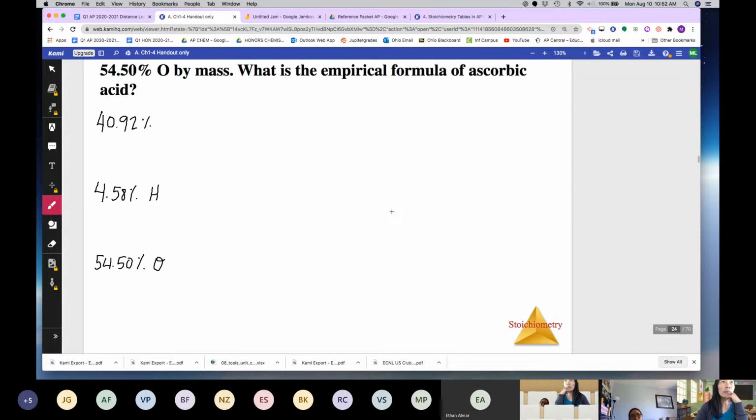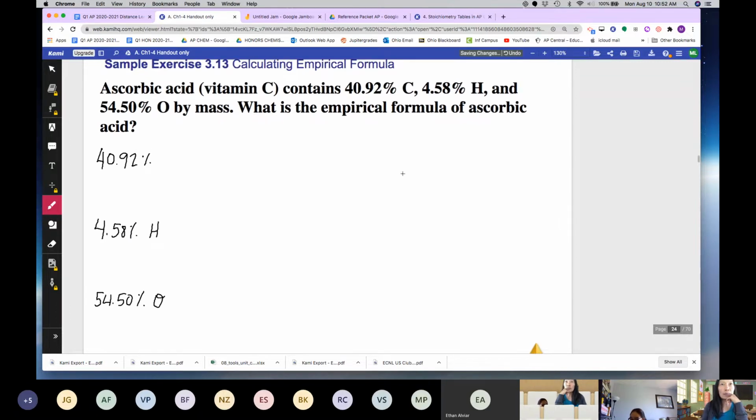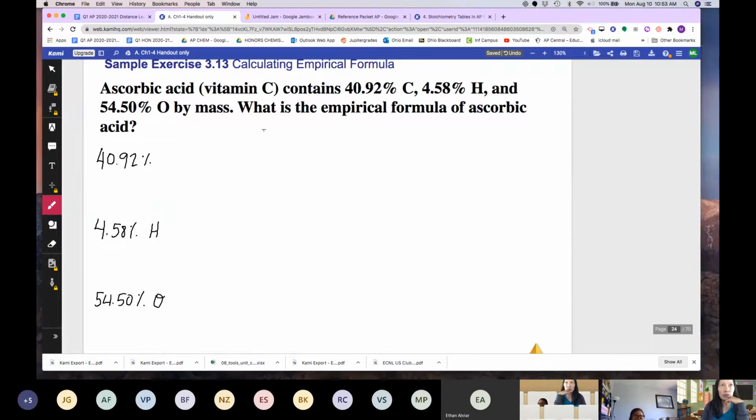Okay, let's do this problem. When they shot this through a mass spec, it didn't give them grams. Remember, this is vitamin C. It has carbon, hydrogen, and oxygen. And they want to know what is the empirical formula. So they want to know these numbers, right? What do those numbers, the subscripts, stand for again? Moles. Yeah, you need moles.